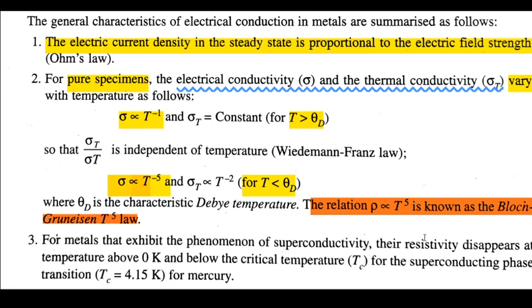So as I highlighted over here, the electrical current density in the steady state is proportional to the electric field strength, that is nothing but Ohm's law. It is also found, especially in the metallic crystal, that for a pure specimen the electrical conductivity, on average referred to as sigma, and the thermal conductivity vary with the temperature.